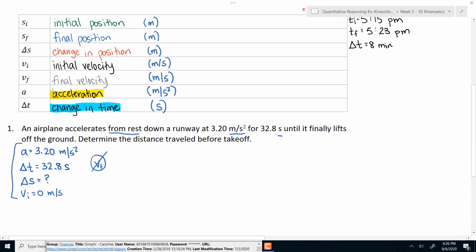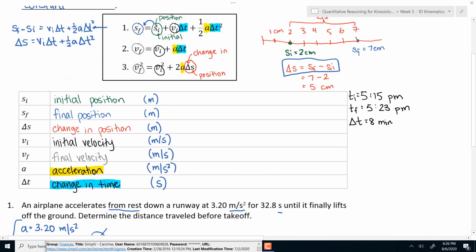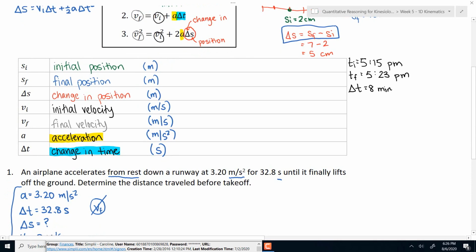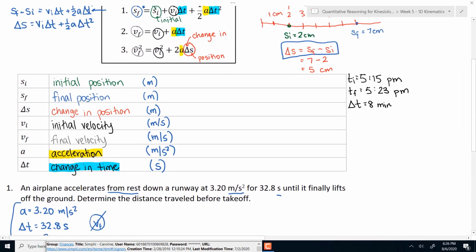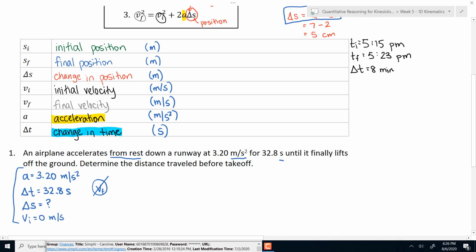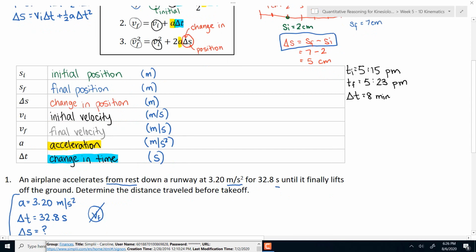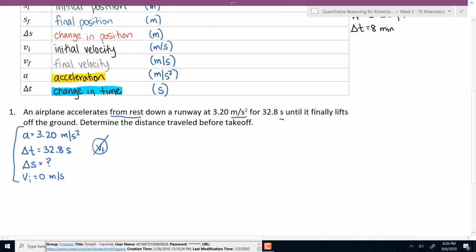Okay, and remember there were 2 forms of equation 1. There was S final equals S initial plus V initial delta T plus 1/2 A delta T squared. But if you bring the S initial to the other side of the equal sign, that becomes delta S equals V initial delta T plus 1/2 A delta T squared. So you have to figure out which of those two equations you want to use. Well, we're looking for delta S, so let's use the one that we created here on the left side. So I'm going to rewrite it.